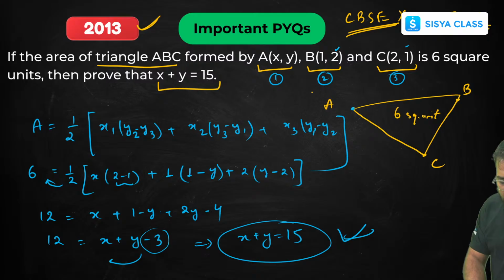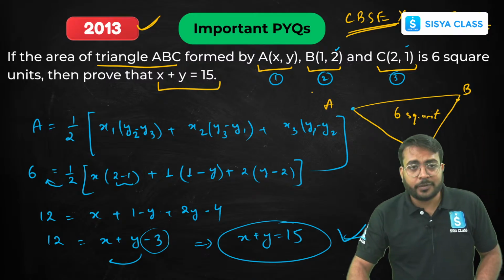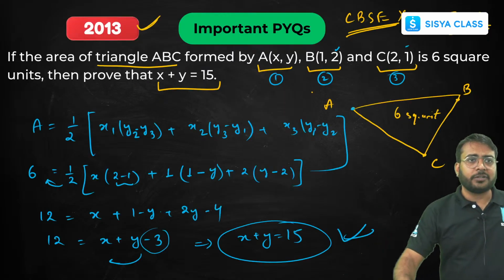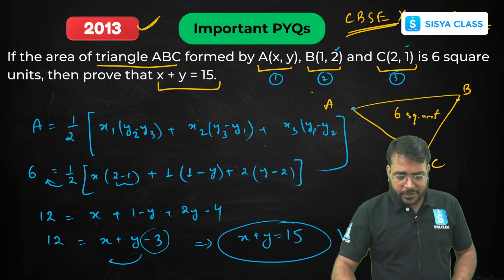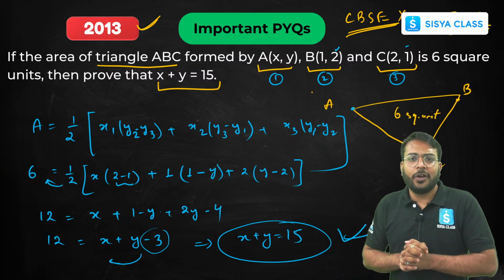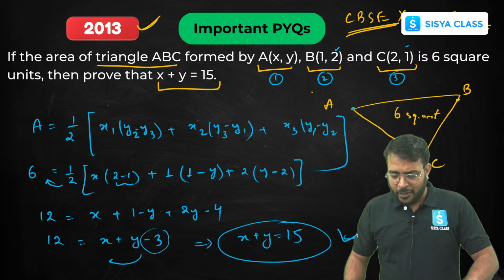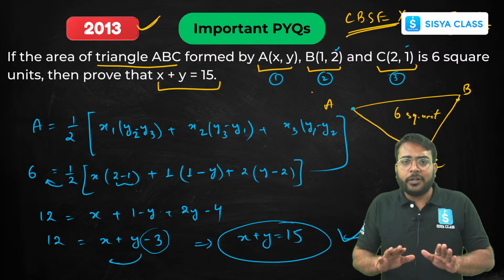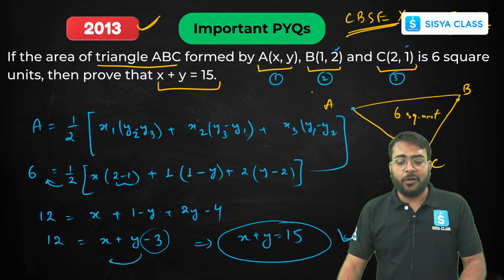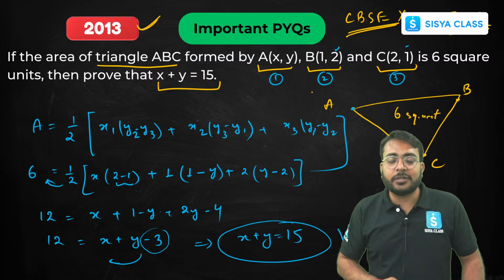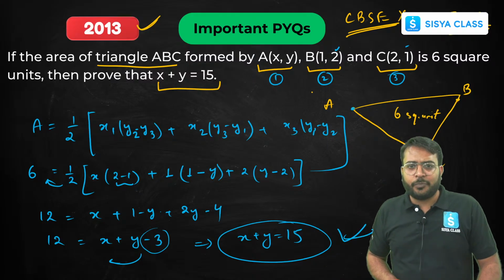So these are the most important questions that we have discussed. Here we have completed this whole chapter, coordinate geometry, with all the topics. We have covered all the topics that are there in your CBSE, and we have also discussed the most important questions and example questions.